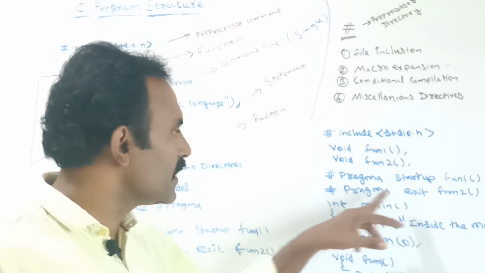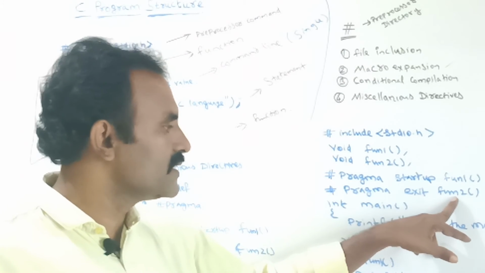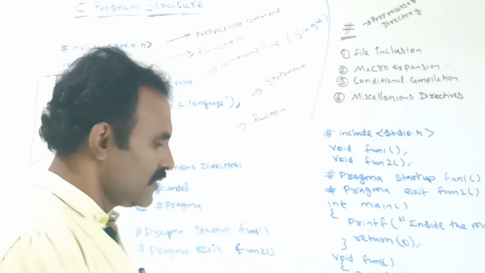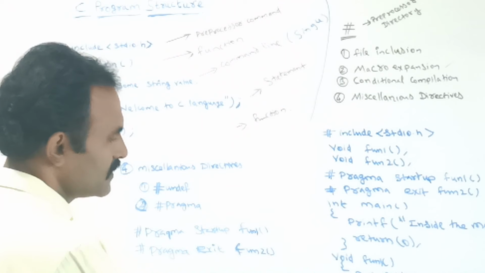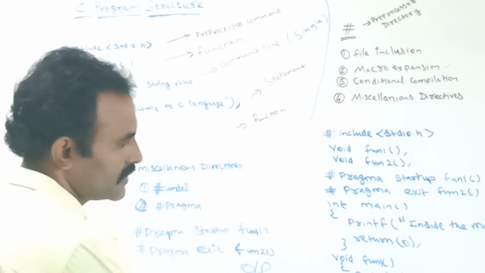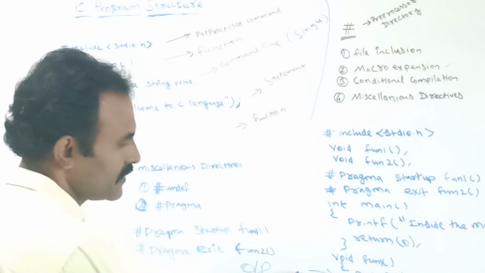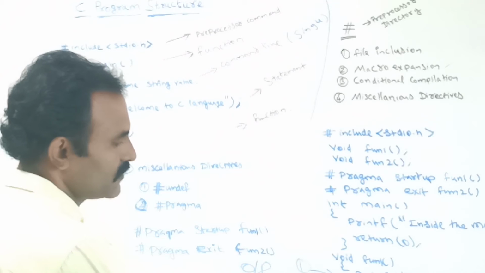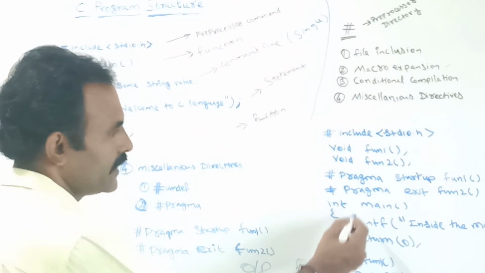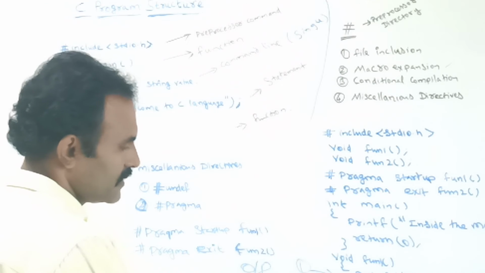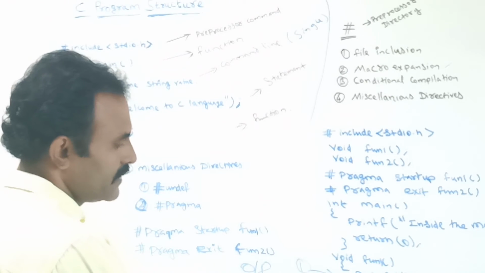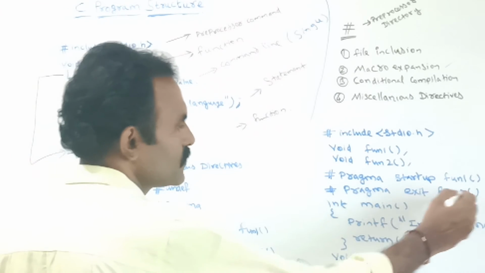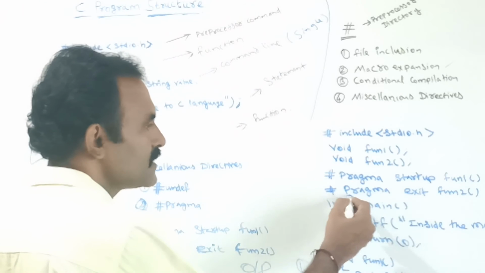In pragma exit I have called fun2, that is function 2, and it will display inside function 2. So the output will be displayed like this: very first, this statement will be executed, so the output will be inside fun1, and next it goes to the main function, where it displays inside main fun. After that, the pragma exit will be executed before terminating.